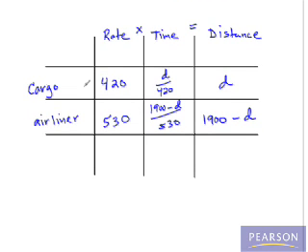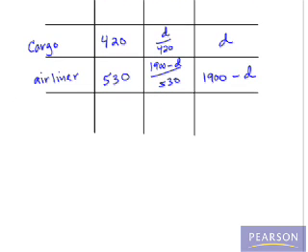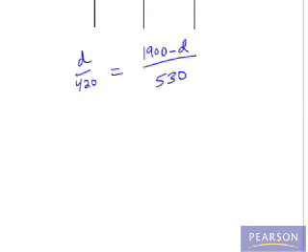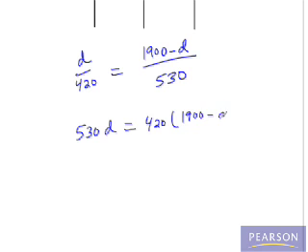And we know from the problem that the times traveled by the two planes are equal to one another. So we're going to set the cargo plane time, d over 420, equal to the time traveled by the airliner, 1900 minus d over 530. We'll set those equal to each other and solve this equation for d. So we'll go ahead and cross multiply. We have a proportion, so we're going to have 530d equals 420 times the quantity 1900 minus d.